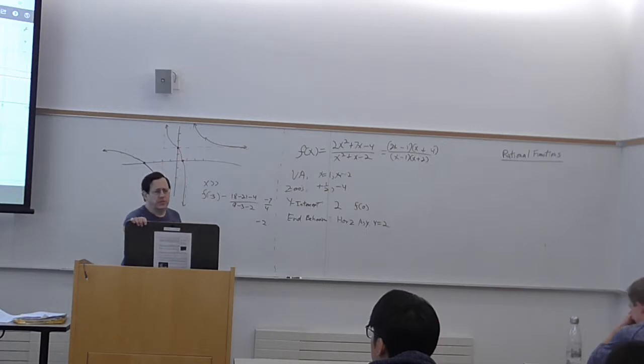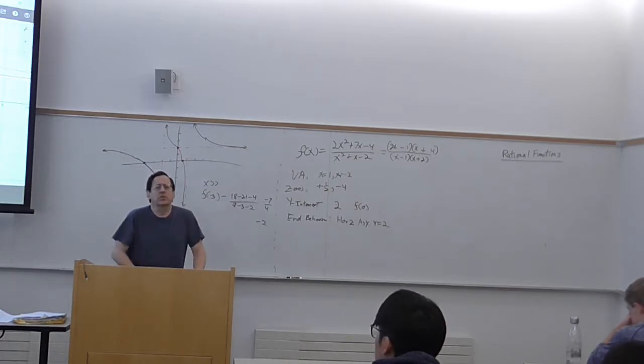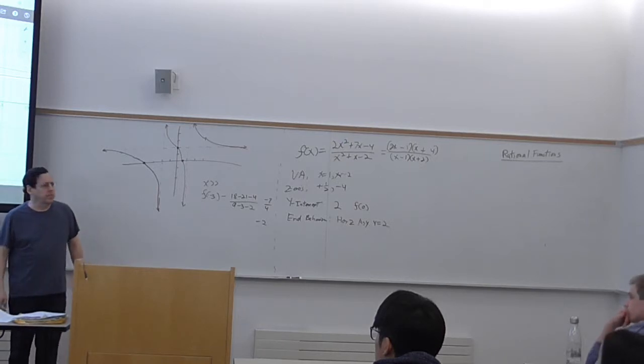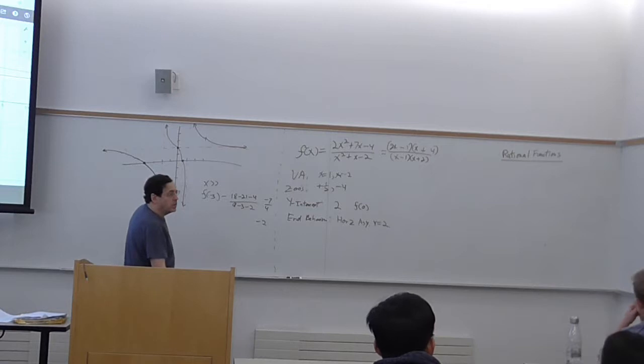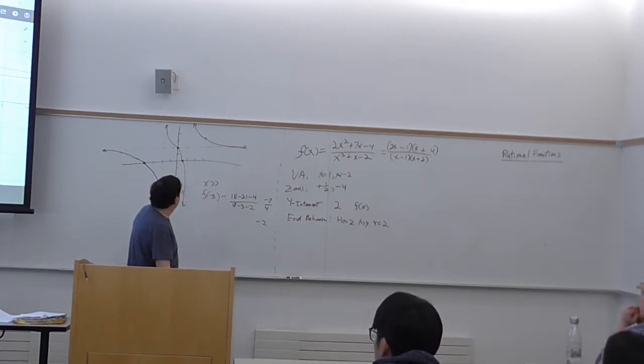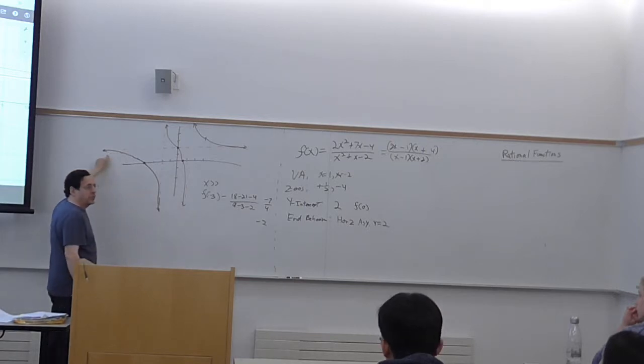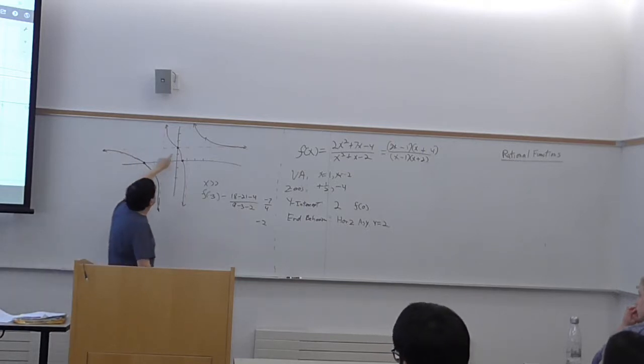Any questions about this one? Okay. Yes? How come the two outer lines don't cross the horizontal asymptote, but the one in the middle does? These don't cross the horizontal asymptote. Exactly, but the one in the middle does.